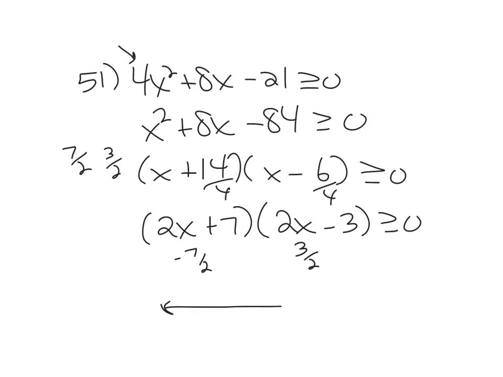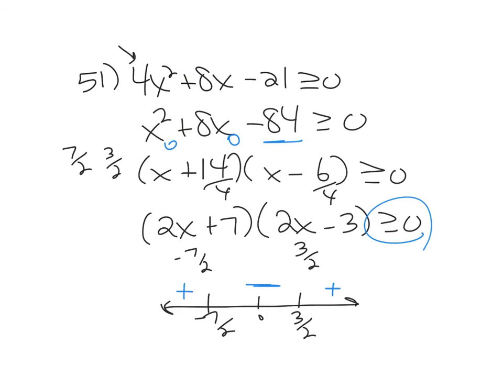Put those on your line. So negative 7/2 is here, 3/2 is there. And you know what I'm going to do? That means 0 is right there. And 0 is what I'm going to plug in here. So I'm going to put a 0, a 0. That leaves negative 84, which is negative. That's negative. That's plus. That's plus.